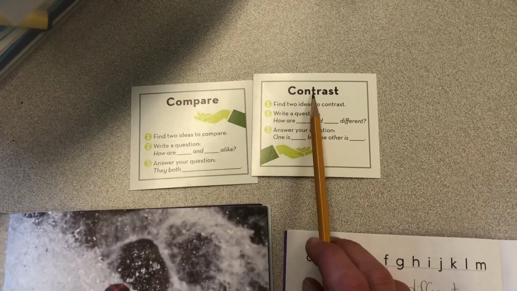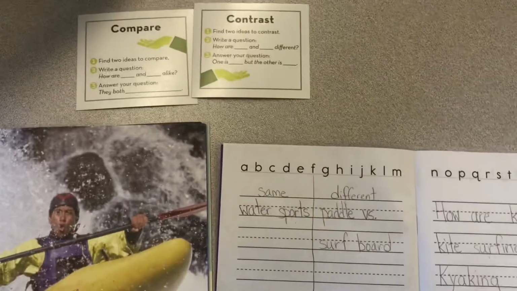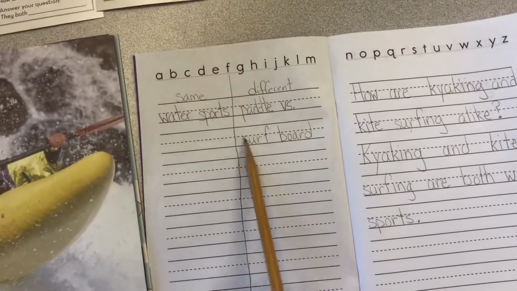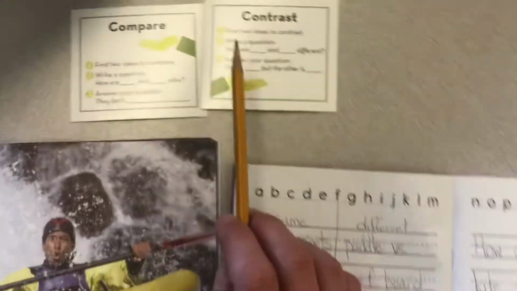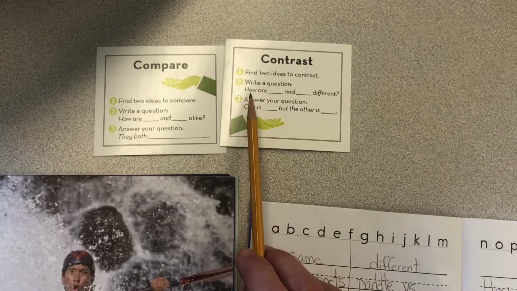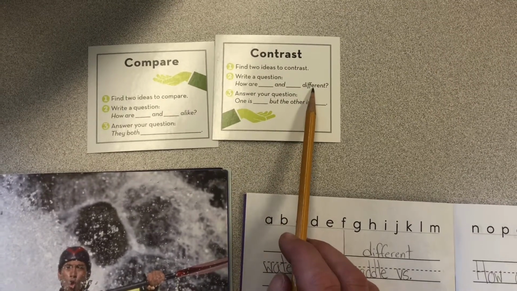All right, now let's write a sentence that contrasts the kayaking and the kite surfing. That means, how are they different? Contrast is a fancy word for different. What would our sentence look like? It would look like this. How are blank and blank different? Let's write that sentence. Here we go.